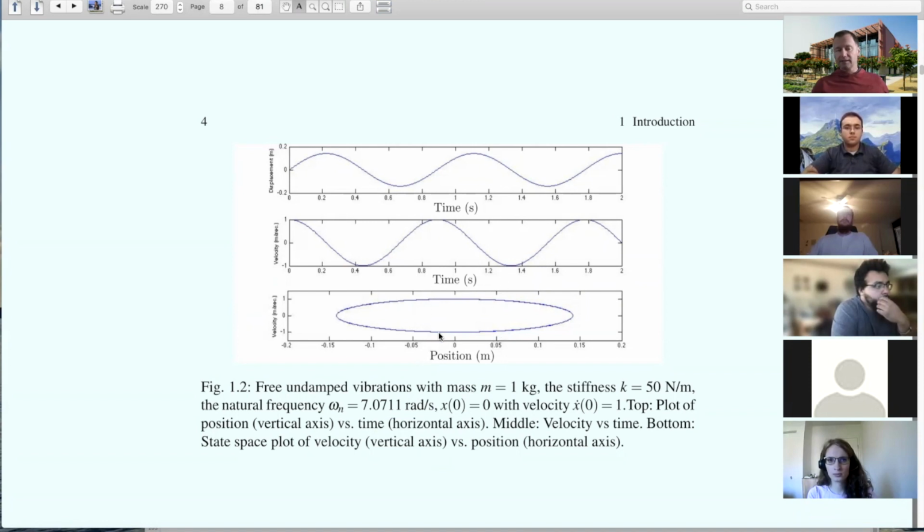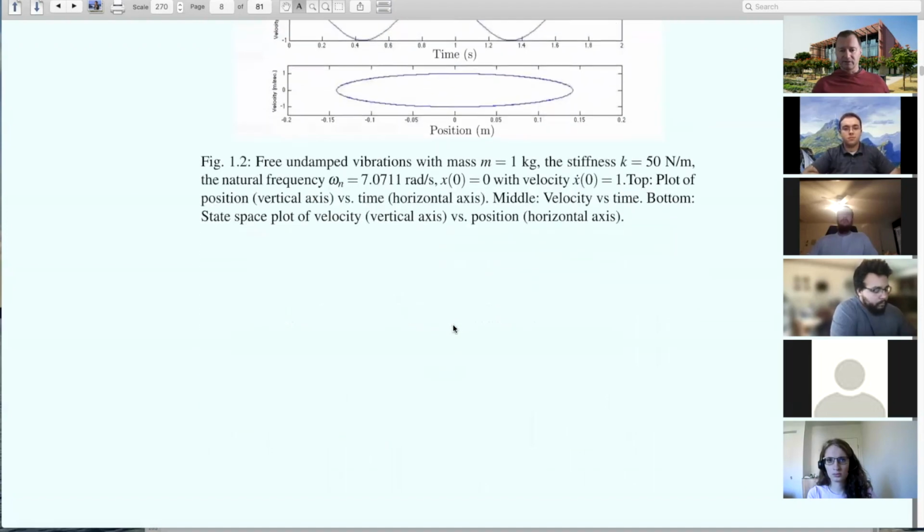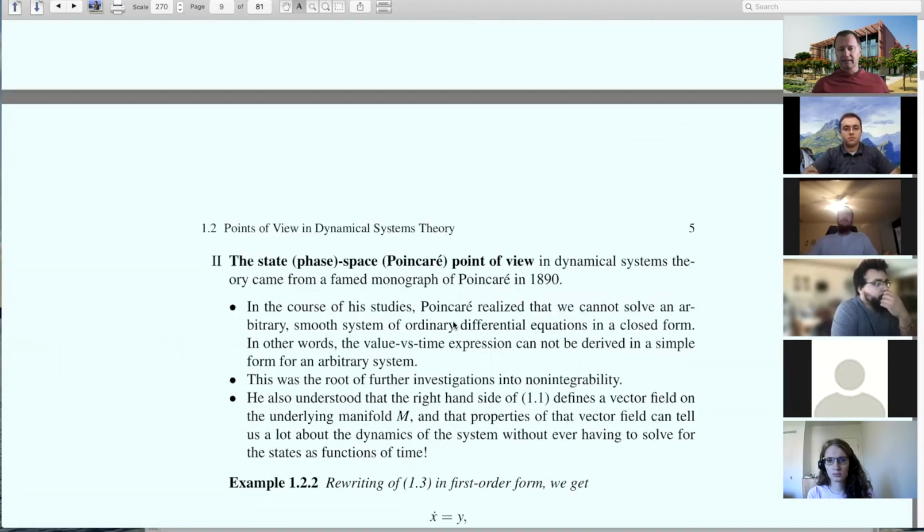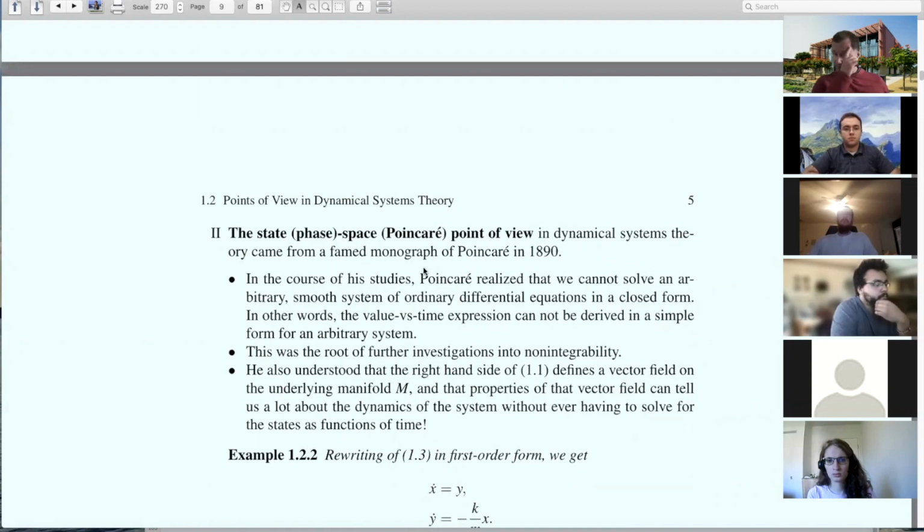And as I said, in this case, it seems like we've lost a little bit. Yes, we've lost a little bit. We've lost the information on time, but we actually gained quite a bit as well. And that's something that Poincaré realized in 1890.